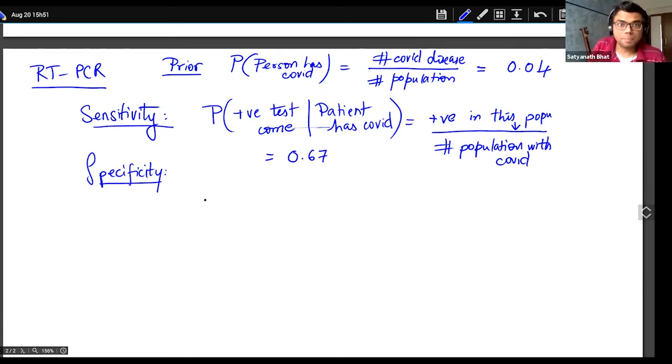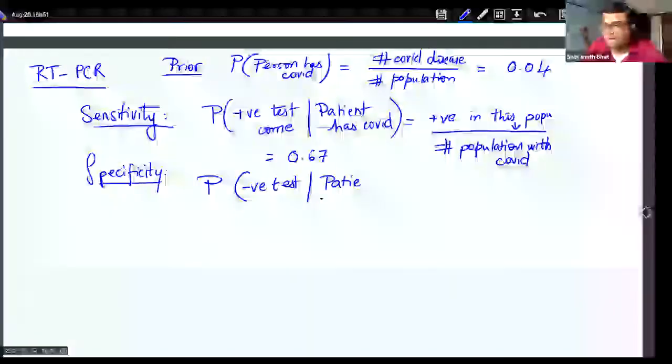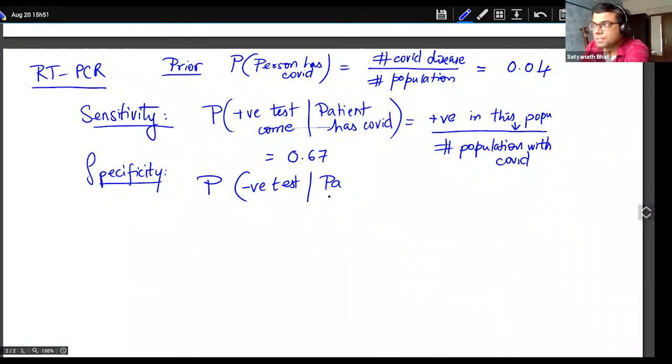And similarly, specificity is the probability that the person tests negative given that the person has no COVID. I think I should have said person throughout, but okay.